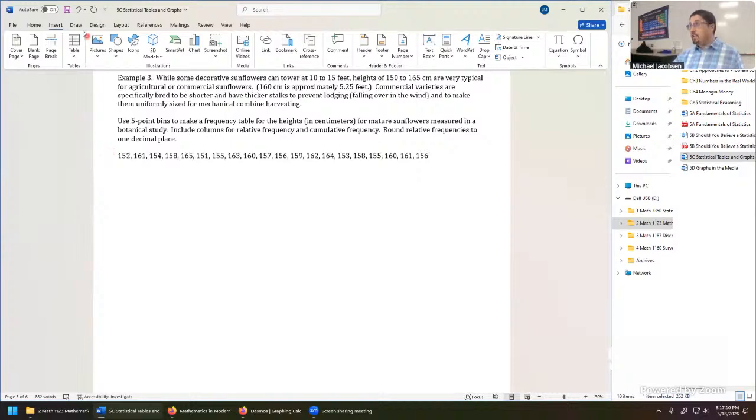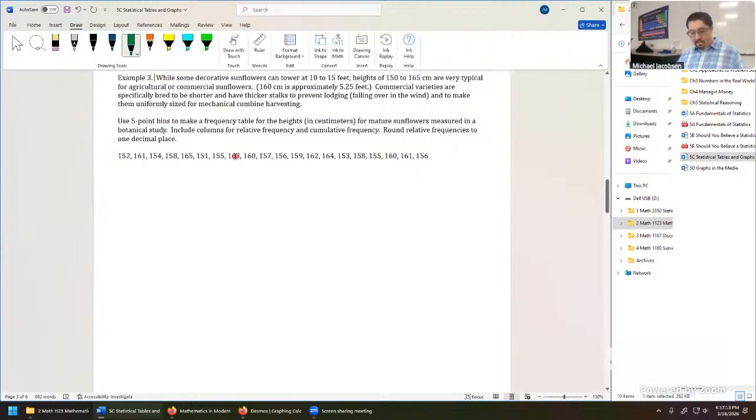It says here, to start off the context, while some decorative sunflowers can tower to 10 to 15 feet, heights of 150 to 165 centimeters are very typical for agricultural commercial sunflowers. So if some agricultural commercial operations are trying to grow sunflowers en masse for the seeds or the seed oil, then they actually want them not 10 to 15 feet high. They're going for these heights, 150 to 165 centimeters.